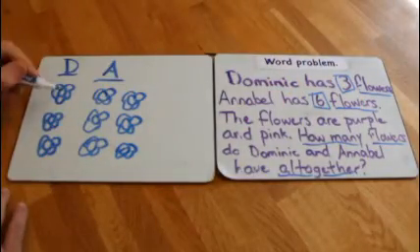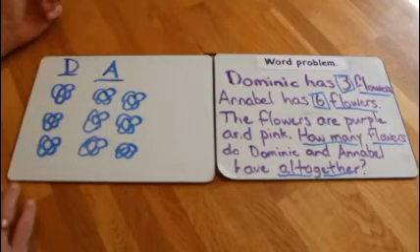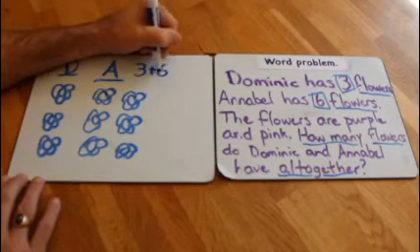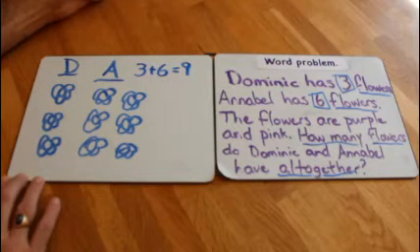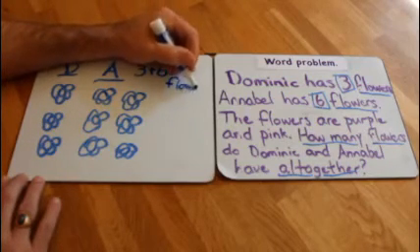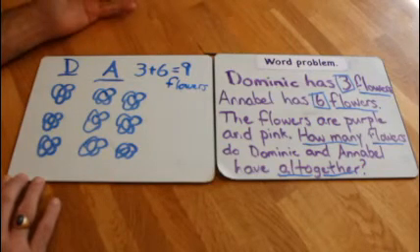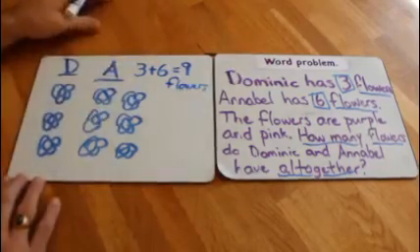So we can count them up. 1, 2, 3, 4, 5, 6, 7, 8, 9. Because 3 plus 6 equals 9. 9 oranges? 9 dogs? No, 9 flowers. Make sure we get that information in there. And my final question always is, does it make sense? Yes, it does. If it doesn't, we need to go back and look at our work again.